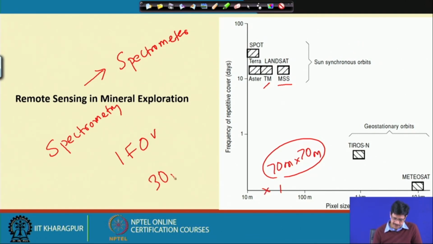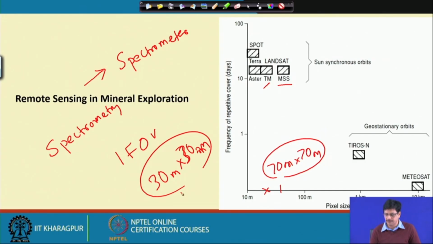The thematic mapper was mostly 30 meter by 30 meter area as the instantaneous field of view. So, the utility or the usefulness of the satellite camera is essentially dependent on these two parameters, and it gives the frequency of repetitive cover per day. So that any part of the earth surface could be repetitively studied to take care of many of the transient phenomena like cloud cover and many other things.